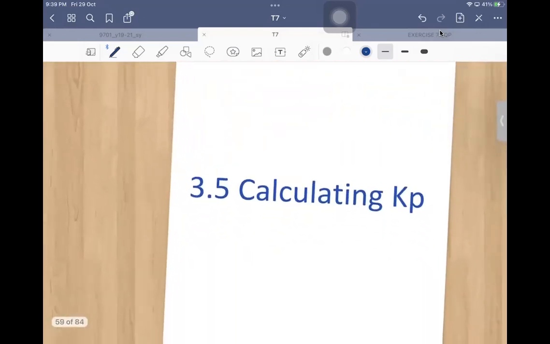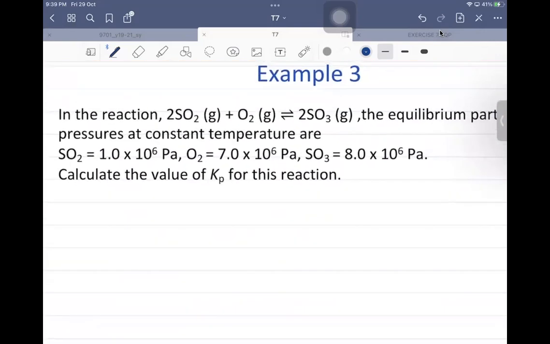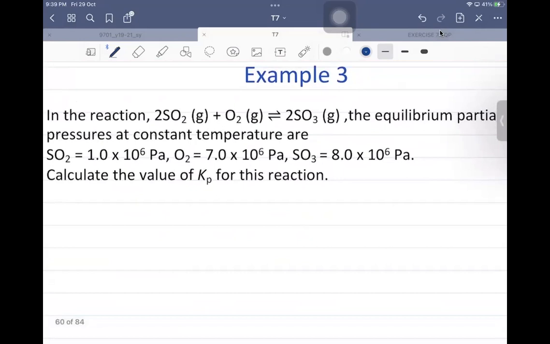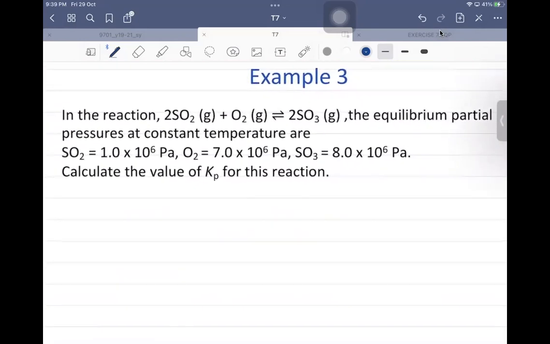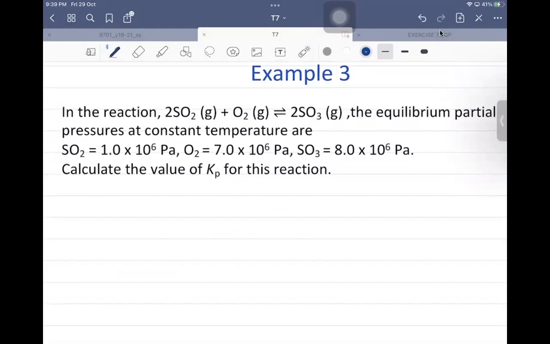To the calculation of Kp. So this will be example 3 on page 12. In the reaction where you have sulfur dioxide combining with oxygen to give you sulfur trioxide, the equilibrium partial pressures at constant temperature are given. So you see that the key word is equilibrium partial pressure. That means everything is nicely given to you. All you have to do is start writing down the Kp.